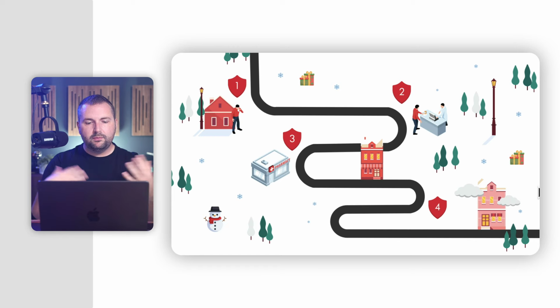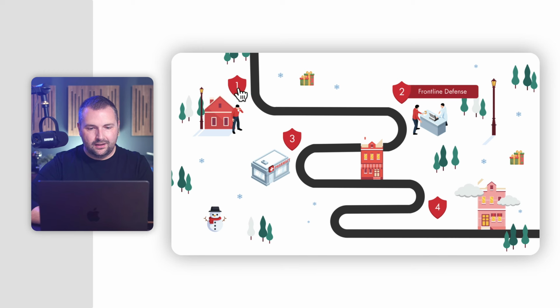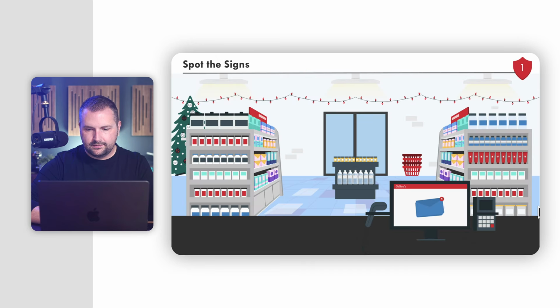Very good. So right off the bat, we have this map here. I love using maps as menus. It's just visually interesting here. We have our Gilbert's logos here for each of the sections. So we'll go ahead and start here to spot the signs.